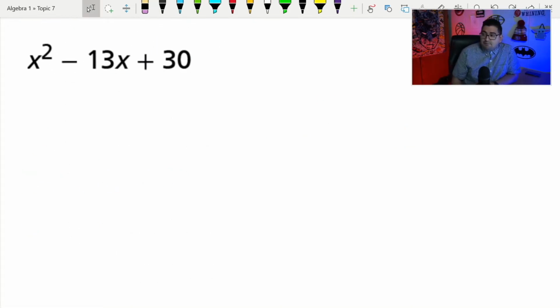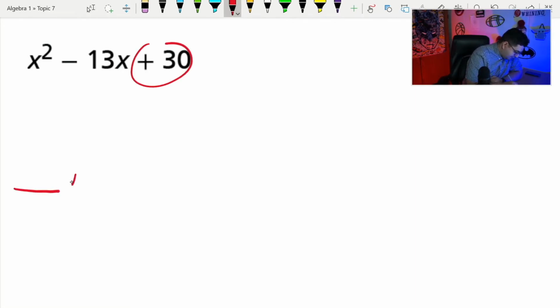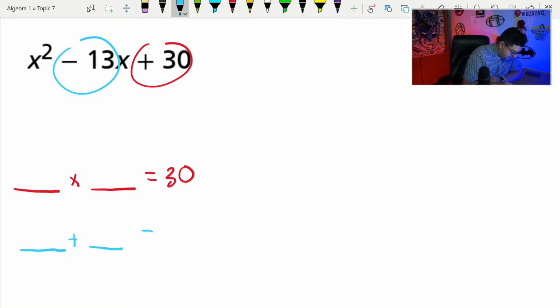Here I have x squared minus 13x plus 30. Again, in order to factor this, I need to find two numbers whose product is positive 30. So what two numbers can I multiply by each other that'll get me a positive 30? But then at the same time, those two numbers will add up to a sum of negative 13. Okay. So let's think about it. Because now that middle number is negative.